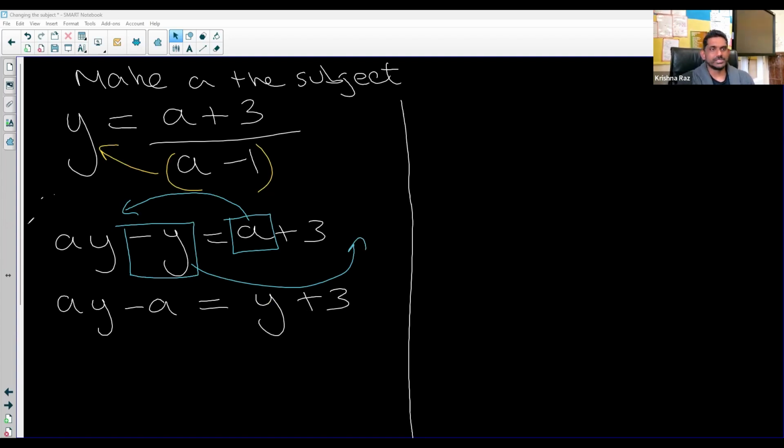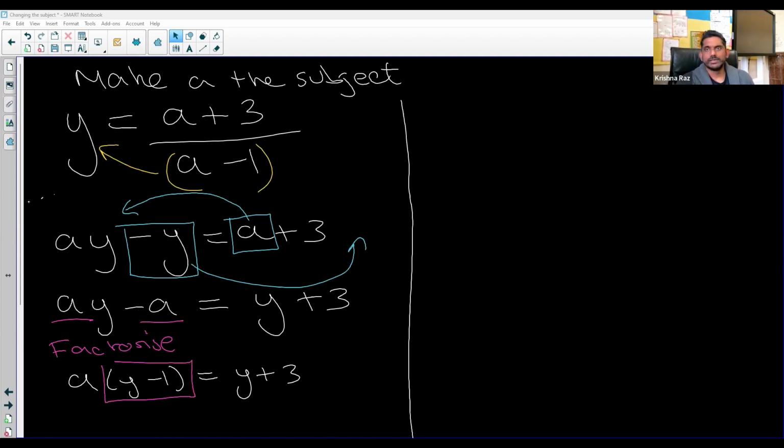So at this point, we need to isolate the a. To do this, we will factorize. So factorizing will give me a times y minus 1 equals y plus 3. So final step, we divide by the y minus 1. So we get, therefore, a equals y plus 3 over y minus 1.